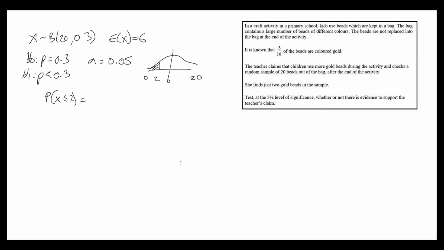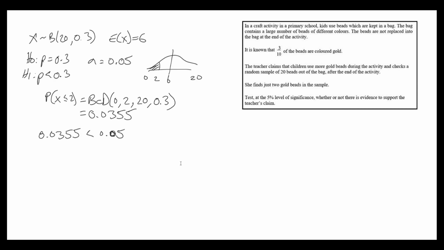The probability that X is less than or equal to 2. So binomial cumulative distribution, 2, 20, 0.3. That leads to an answer of 0.0355. Okay, so this is our test statistic, our p-value, what we're comparing to the critical region. This is smaller than that critical region value.